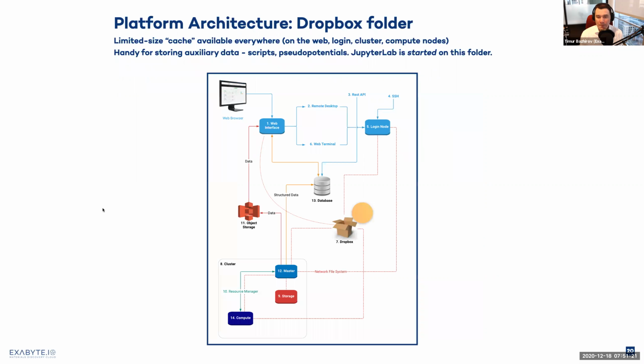The Dropbox folder is accessible anywhere in the system, and it's used as hot cache storage. So when we want to share scripts, small data below 1 gigabyte, things like source code or some small amounts of information like pseudopotentials, for example, we can drop them into Dropbox, and they will become available both on the login node, on the master node, and on the web interface.